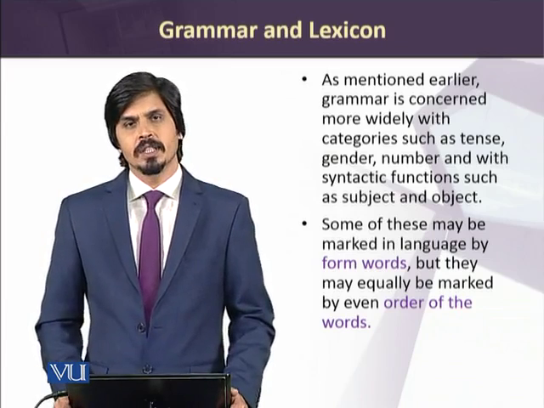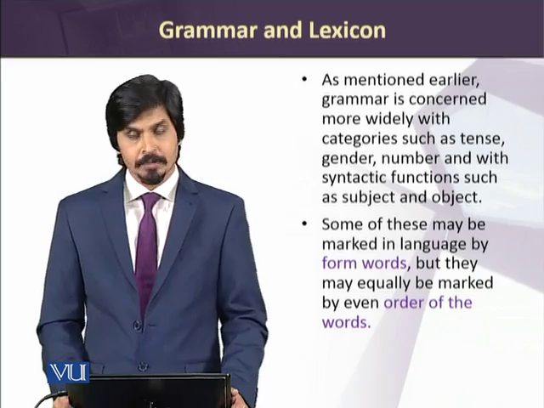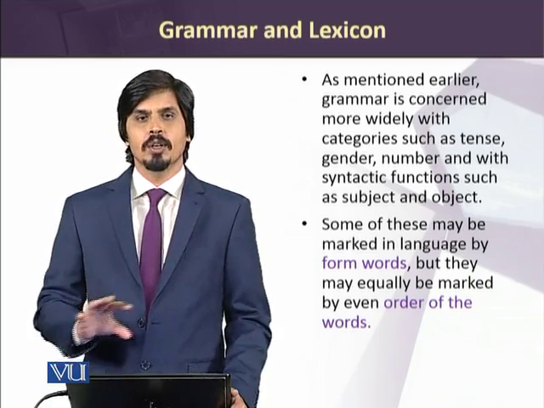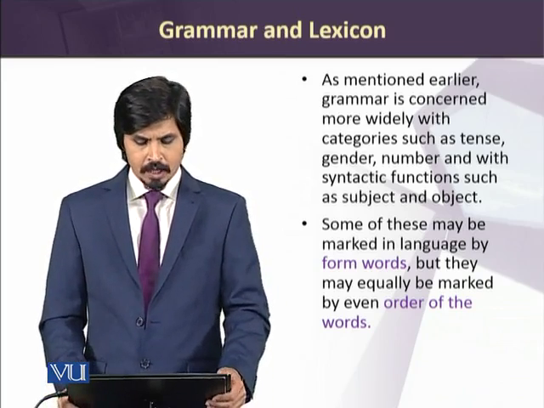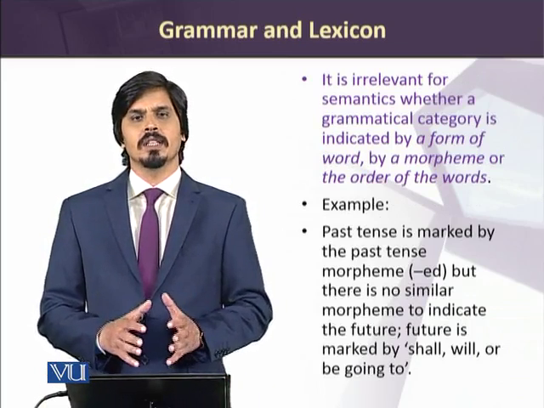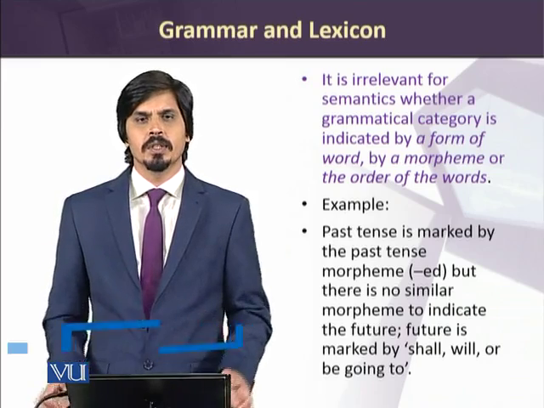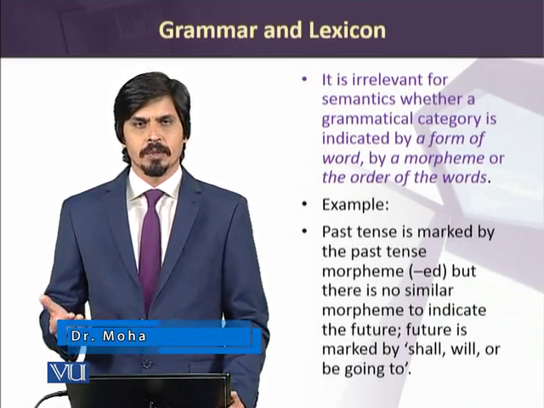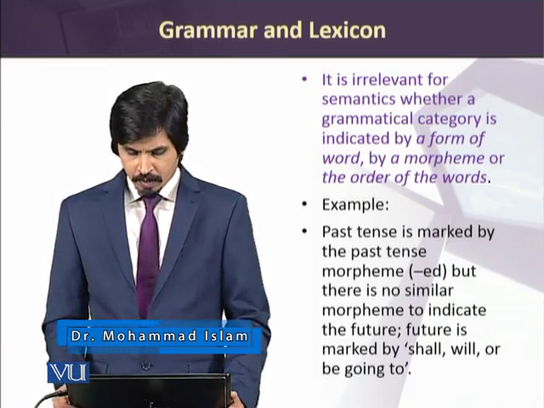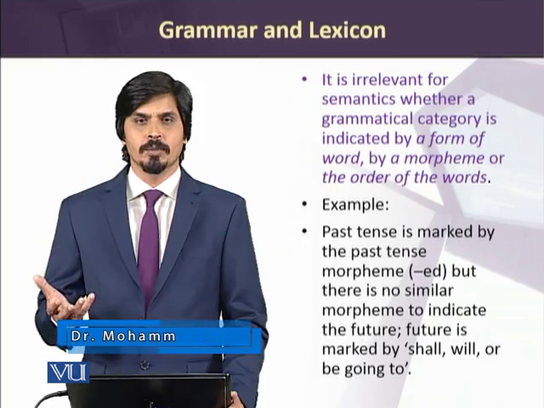Some of these categories are marked by the form of words, while others may be marked by the order of words in a sentence. But for a semanticist, it may be irrelevant whether a certain category is conveyed by the form of the word, by the order of the words, or by any other indication, for example, a morpheme.